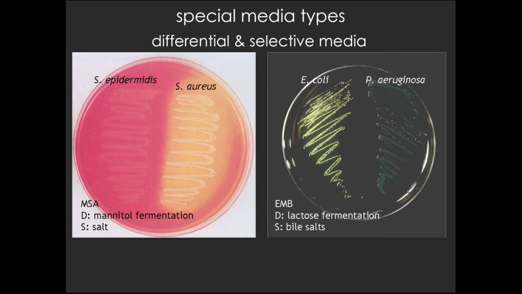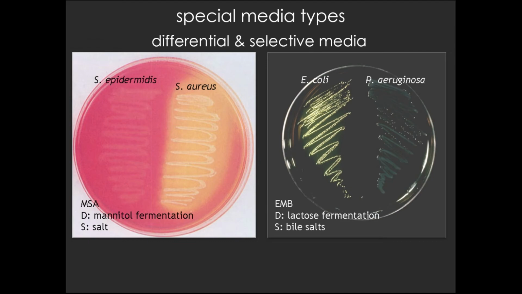And that pH change does not happen as a result of mannitol fermentation. The pH change in EMB happens as a result of lactose fermentation. So Escherichia coli, which becomes highly pigmented because it takes up those dyes, is a lactose fermenter, whereas Pseudomonas aeruginosa, which does not take up the dyes and does not become brightly pigmented, does not ferment lactose.